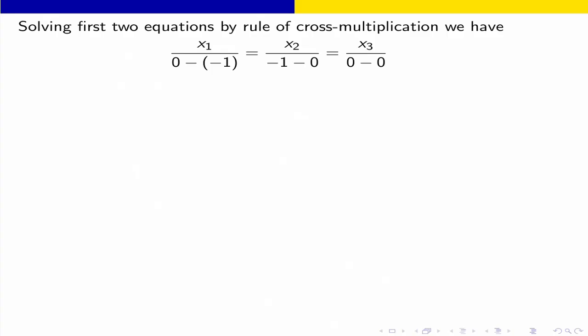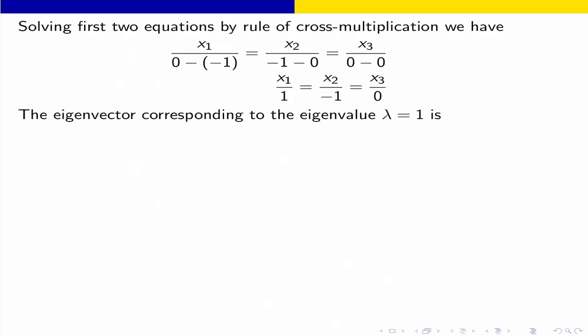So by using the cross ratio method, we will get the eigenvector for the corresponding eigenvalue lambda is equal to 1 as 1, minus 1, 0. This is the first eigenvector. By using the next 2 eigenvalues, we will find the next 2 eigenvectors.